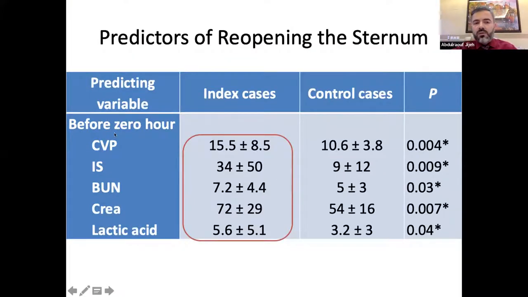Just before the 0 hour, there was a significant increase in the CVP in the cases who required reopening the sternum. The inotropic score was very high for those, as you can see here, 34 compared to only 9. The evidence of acute kidney injury was clearer, in the form of further increasing urea and creatinine, and lactic acid was higher as well.